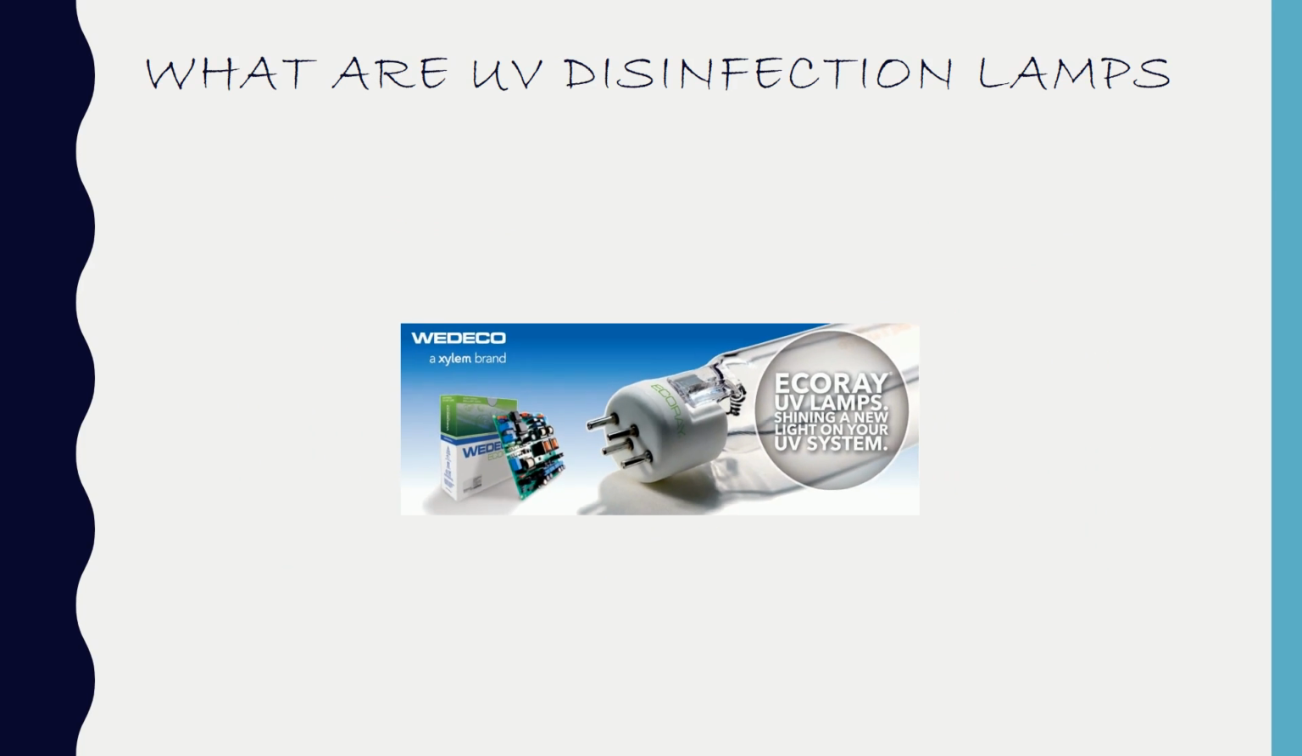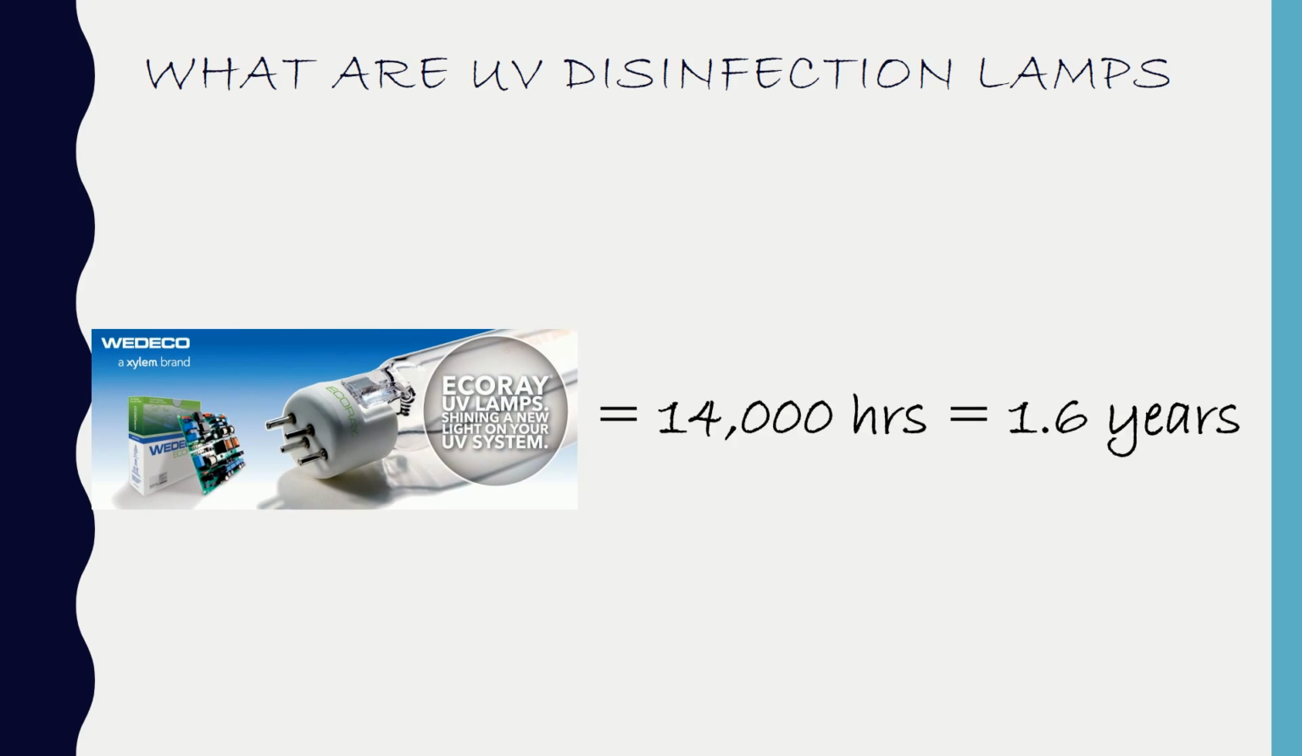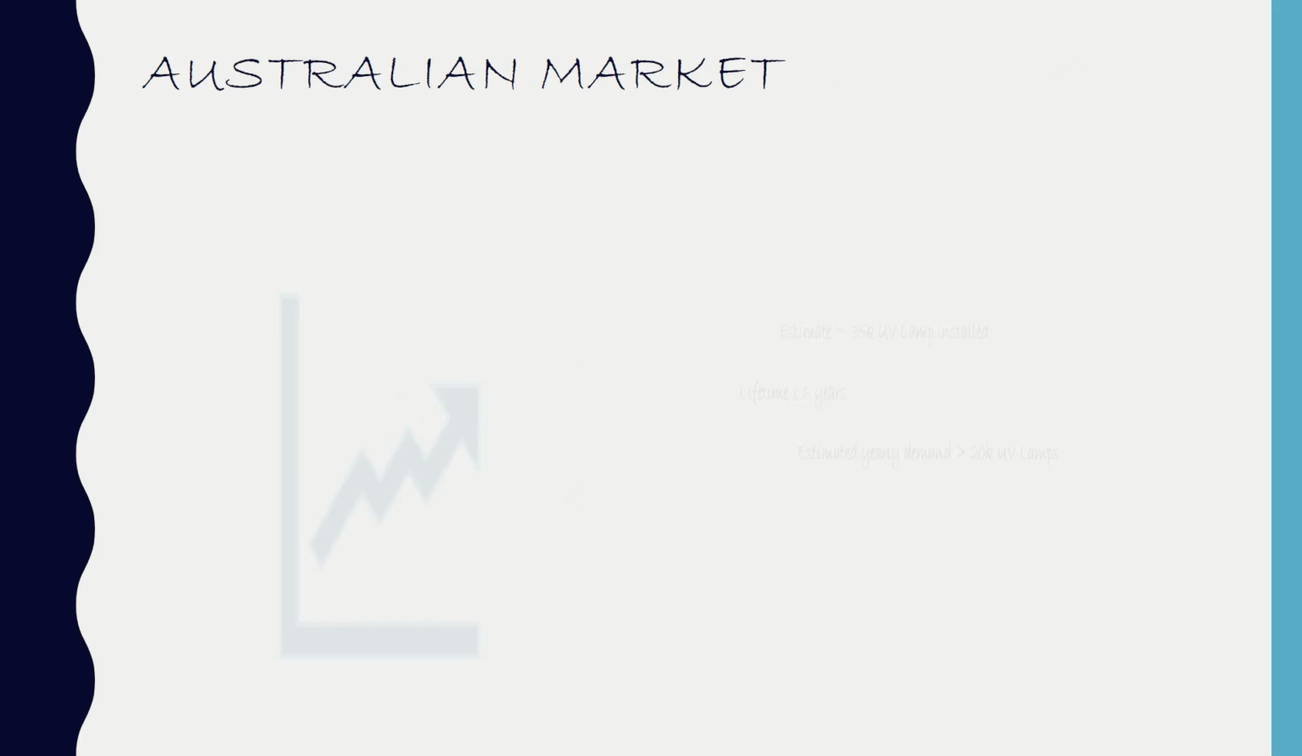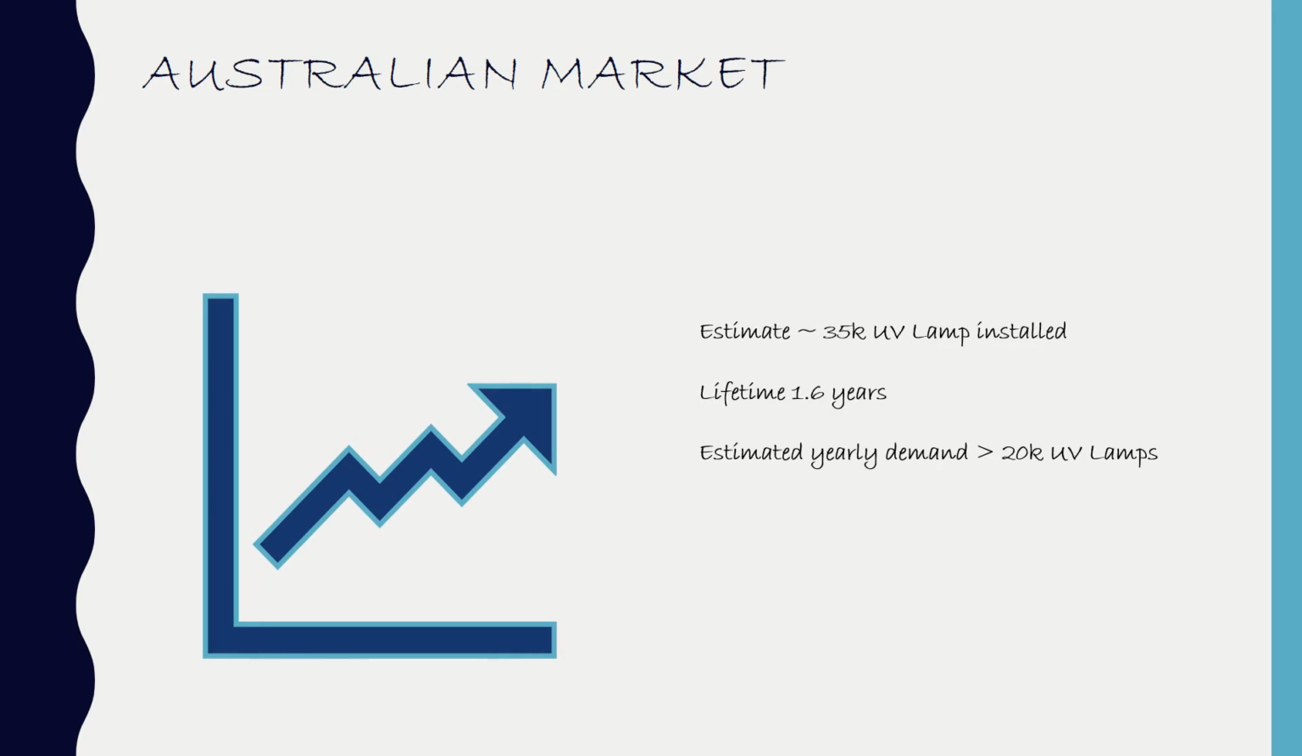The thing with UV lamps is that they are subject to a limited lifetime of 14,000 hours, which equals 1.6 years. After these 14,000 running hours, the lamps need to be replaced. This gives us a market. An estimated 35,000 UV lamps are currently installed in the Australian market. This, with a life expectation of 1.6 years, gives us a demand of around 20,000 UV lamps per year. This results in a market size of 4.4 million Australian dollars.